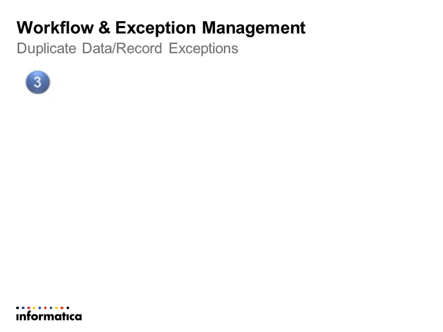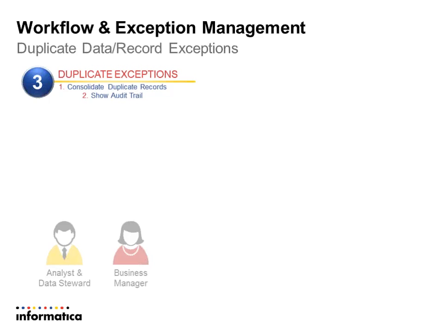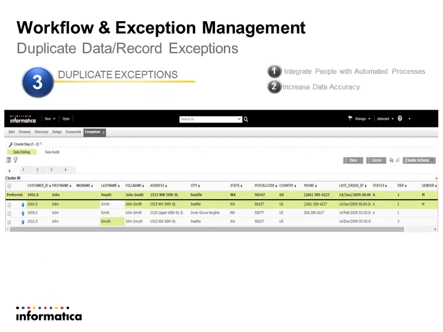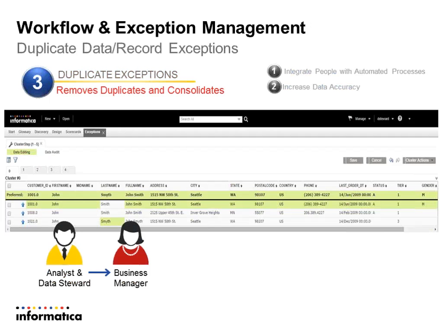The third stage is about the duplicate exceptions management. Here, the user will consolidate the duplicate records to create a master record. So this duplicate exception management will remove the duplicates. These are the three stages that we have seen. So let's get into the demo to understand the steps and the configurations to configure this workflow and the human task.